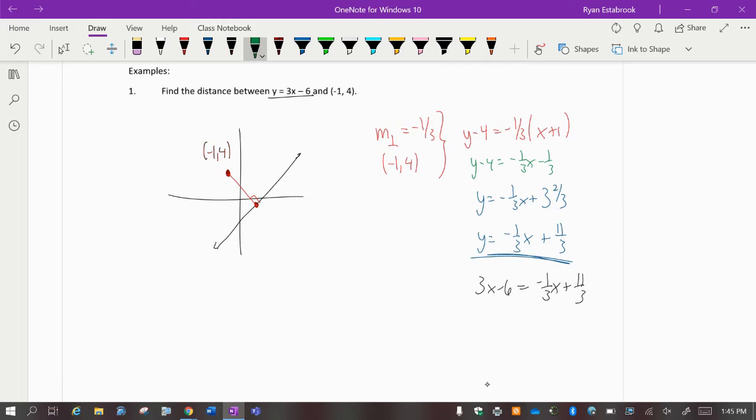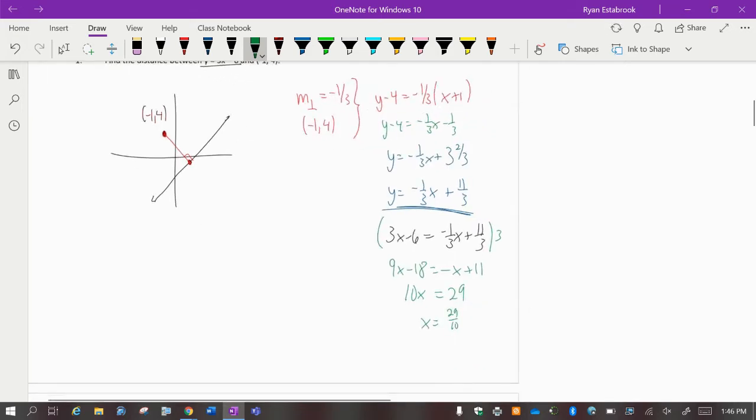I don't really like having all these fractions. I'm going to multiply both sides by 3. At least for now, the fractions are gone. Then we're going to add x to both sides, add 18 to both sides, divide by 10. And so x equals 29/10. Pretty ugly fraction, but that is the x value for that point.